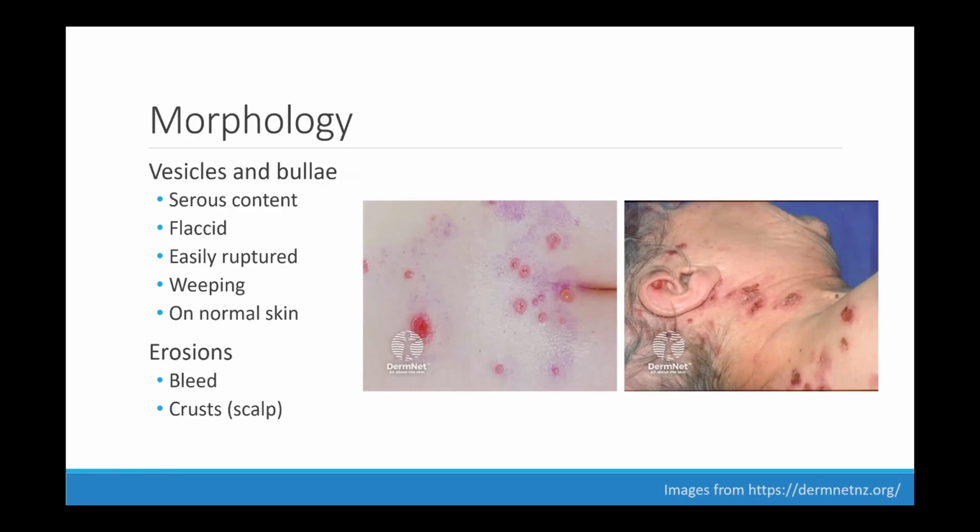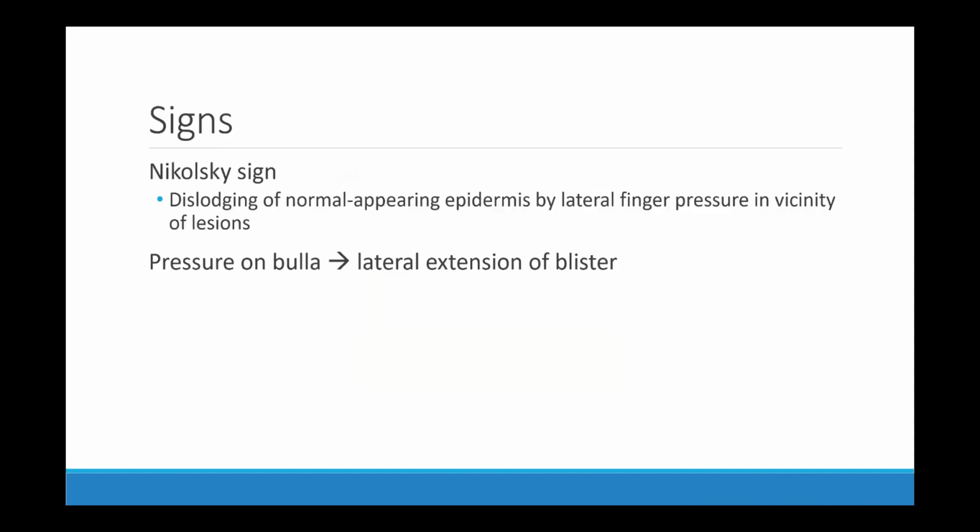For the morphology of pemphigus vulgaris, you first can appreciate vesicles and bullae with serous content which are flaccid and easily ruptured to form weepy areas, and this can develop on normal skin. Next, often you see erosions which bleed and then form crusts, especially on the scalp. The Nikolsky sign refers to dislodging of the normal appearing epidermis by lateral finger pressure in the vicinity of lesions, whereas pressure on the bullae can also lead to lateral extension of your blister.